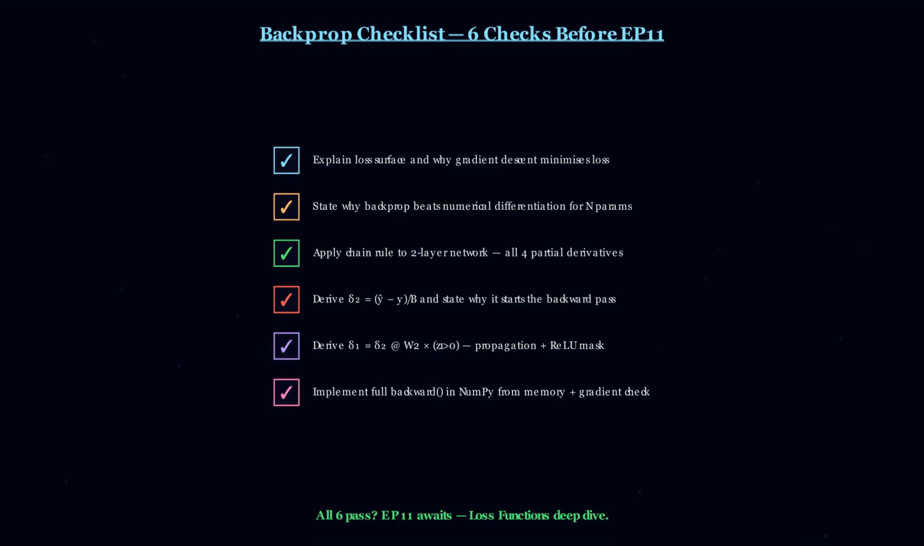Check 5. You can derive delta 1 from delta 2 times w2, multiplied by the ReLU mask. Check 6. You can implement the full backward pass in NumPy from memory and run a gradient check. 6 checks. All pass. Episode 11 awaits. Loss functions deep dive. MSE, cross entropy, BCE, and when to use each one.